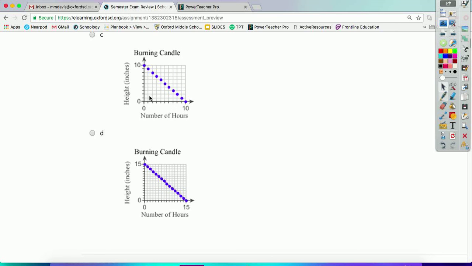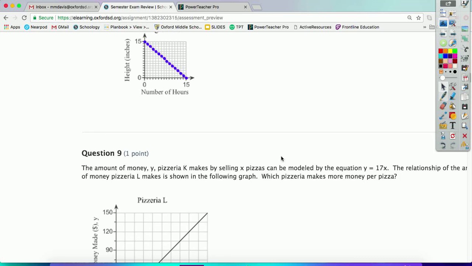This one looks like it is. This one also looks like it is. So the question is, this one is not connected and this one is. So that's saying that every hour, it only just randomly drops an inch. Then an hour passes and then it drops an inch. Or is it a continual process? Well, I think it's a continual process. Therefore, D is the correct answer.